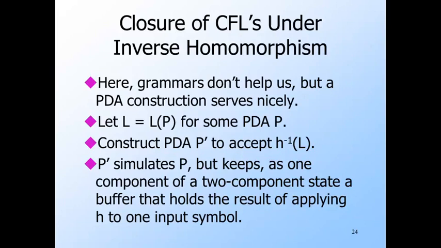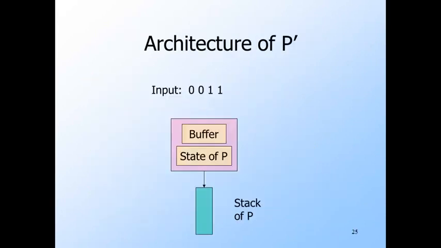It has a state with two components. The first is the state of P, which is important in the simulation. But the second is a buffer that holds a suffix of what you get by applying H to some one symbol. This buffer allows P prime to use the symbols of H of A one symbol at a time to cause moves of P. Here's a rough sketch of what P prime looks like. As mentioned, its state has two components, the state of P and the buffer. We show input 0011 as an example only.